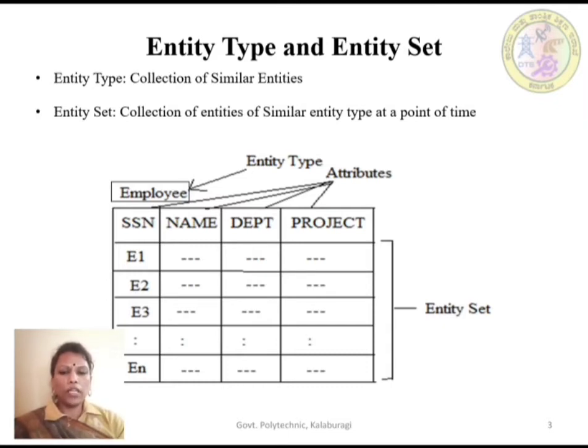Of those 10 employee records, each record is one element of an entity set, that is the employee entity set. Okay, so here the entity type is employee and the entity set is the 10 employee records. Each record is one element of a set. So the employee entity set has 10 elements, that is the 10 records. Okay, I think you have understood.